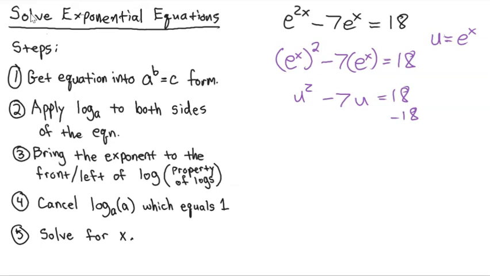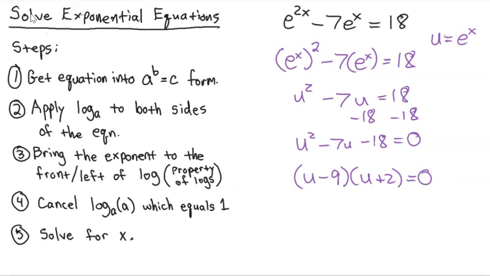Now we'll subtract 18 from both sides. What we now have is u squared minus 7u minus 18 is equal to 0. This is a factorable quadratic. It's u to the second power. And now we just need to find, are there two numbers that multiply to negative 18 and add up to negative 7? There are. They are negative 9 and positive 2. So we're going to have here u minus 9 times u plus 2 equals 0.